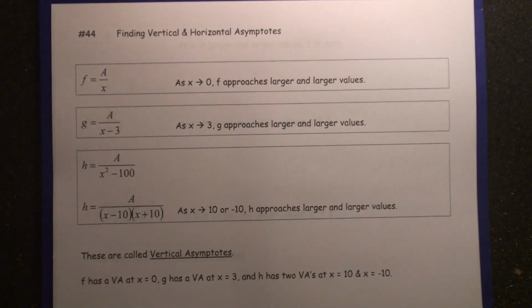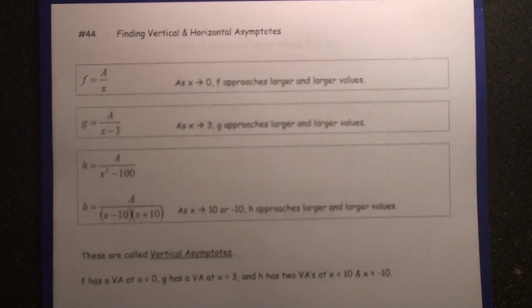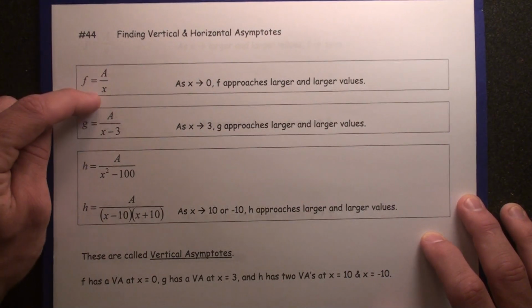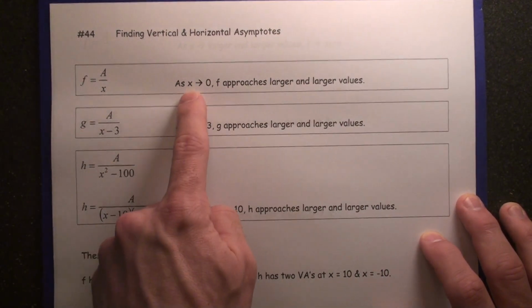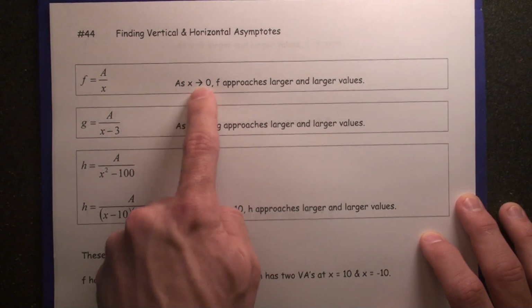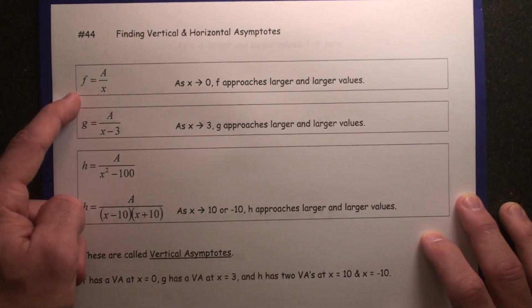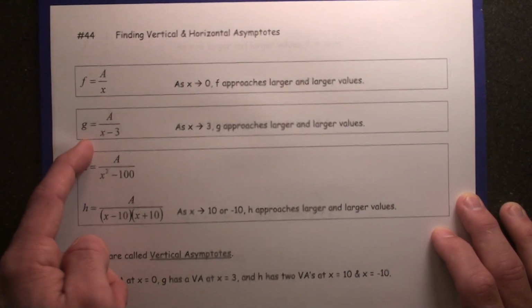Video number 44, finding vertical and horizontal asymptotes. Let's take a look at the function f equals a over x. Well, think about this. As x approaches 0, gets closer to 0, doesn't f approach larger and larger values, like infinity?